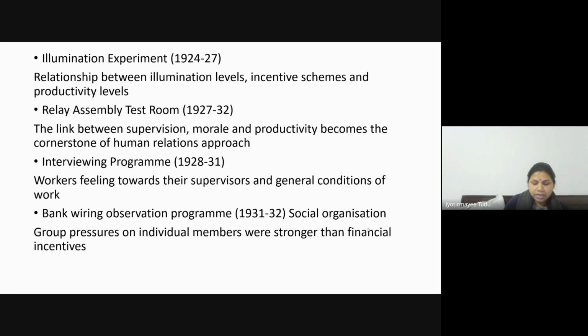Here also they took a few persons who were grouped together, separated from the main department, and given a particular space for the work, with a particular assignment that they had to assemble telephone lines.